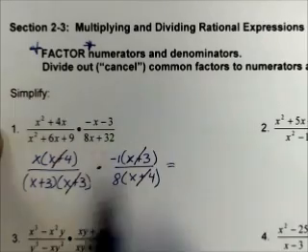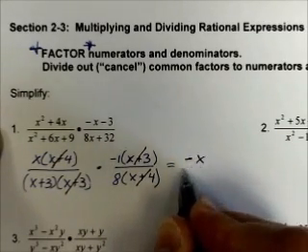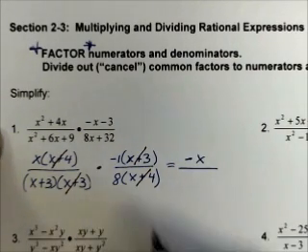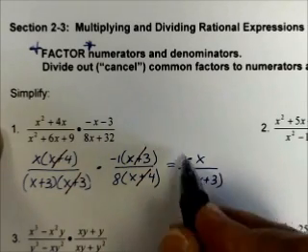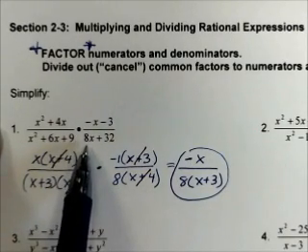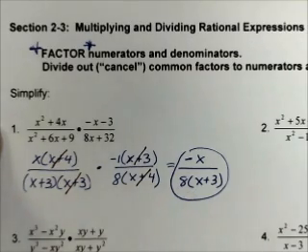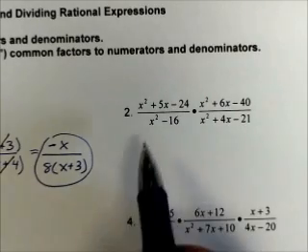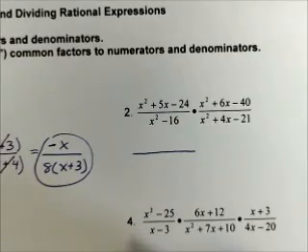So we multiply our numerators. x times negative 1 is negative x. And what we have left in our denominators, 8 times (x plus 3). So the product of our two rational expressions results in negative x divided by 8 times (x plus 3). Remember, always factor first.